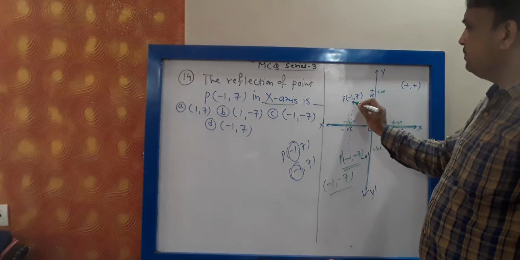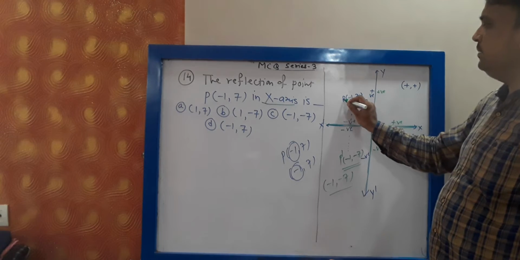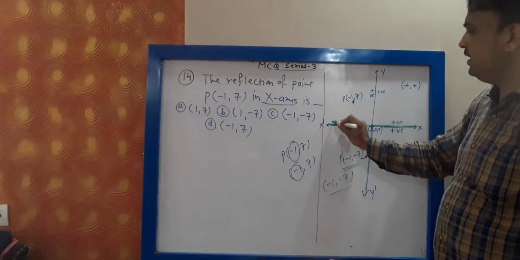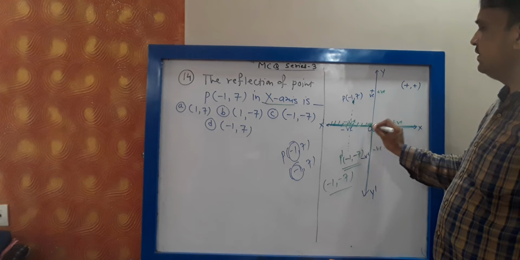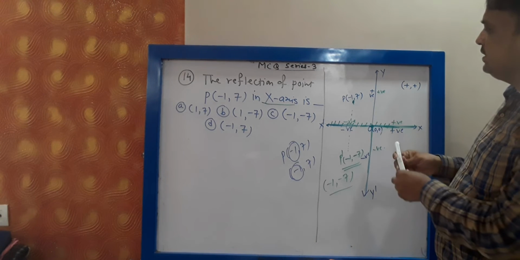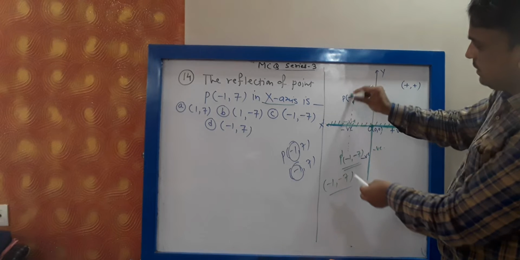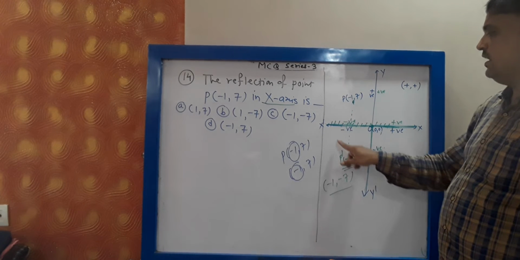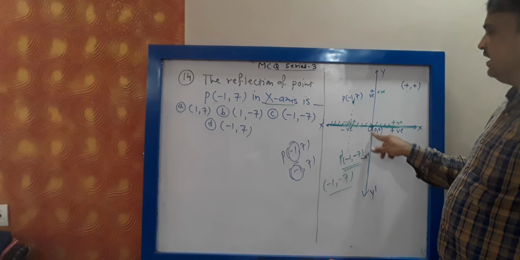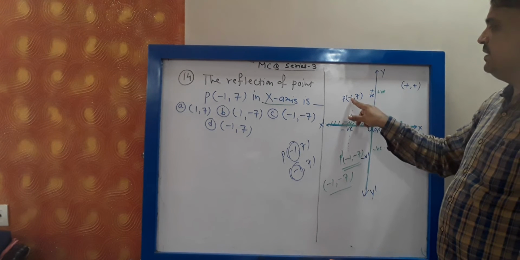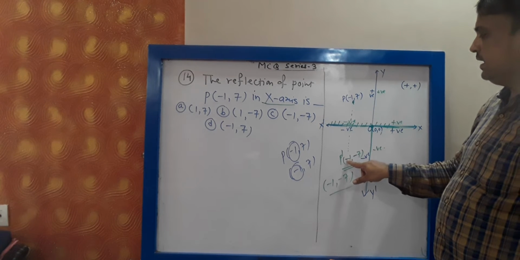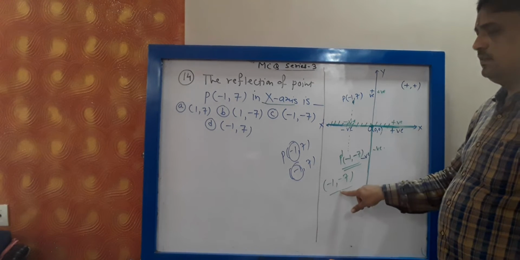Now the point is P minus 1 comma 7. We want to take the reflection of this about the x-axis. So how will we take the reflection? This point will come to this quadrant. In this quadrant, x is negative, y is negative. So the values will remain the same, 1 and 7, but both coordinates will be negative. So it is minus 1 comma minus 7.